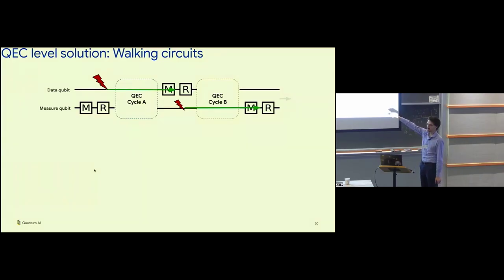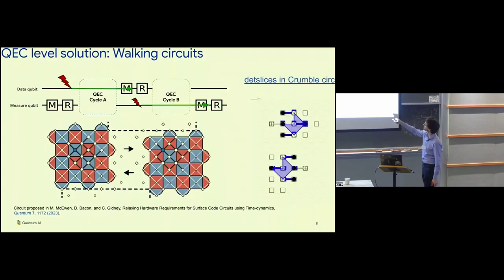Then for the next cycle, you are actually swapping the role of both. This can be done trivially with some swap gates, but here we want to keep the qubit number constant as well as the number of cycles. And this was indeed possible.